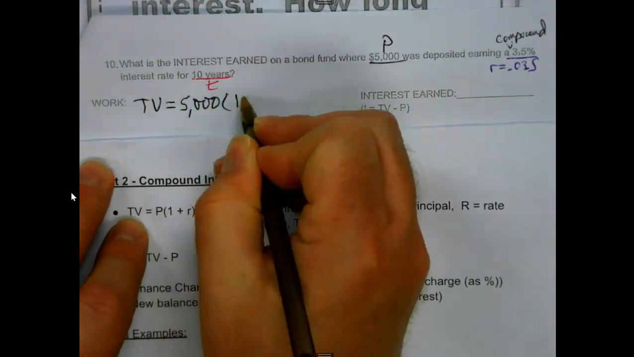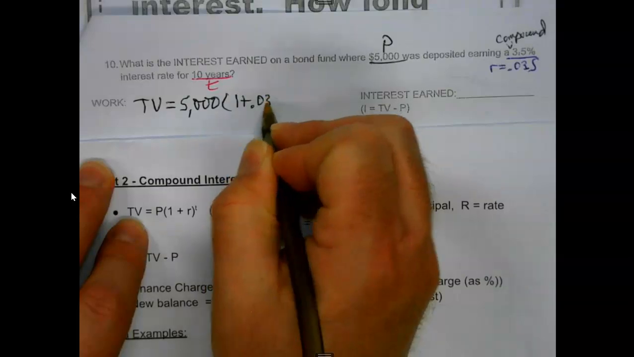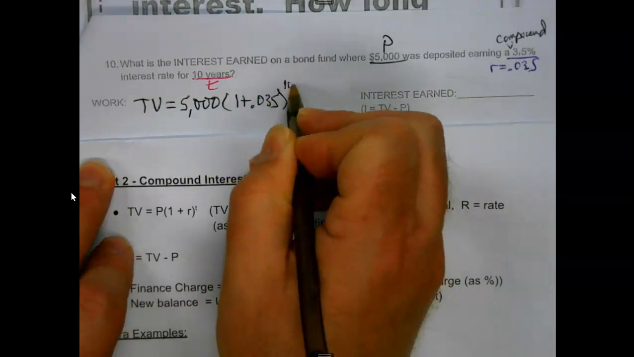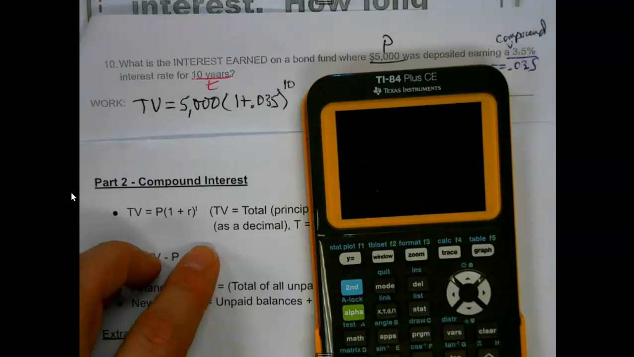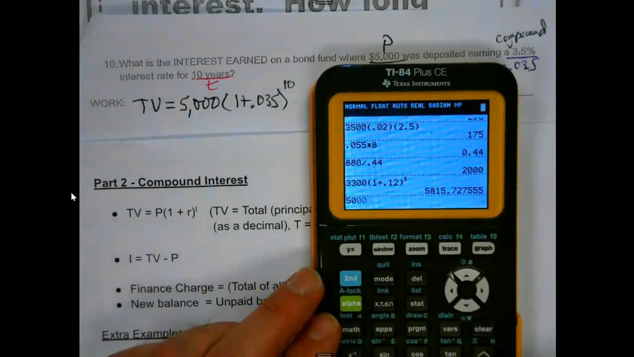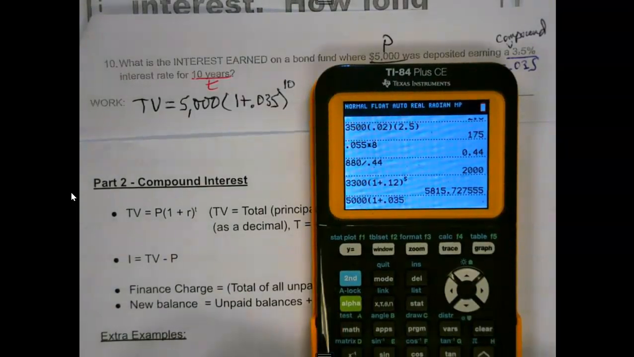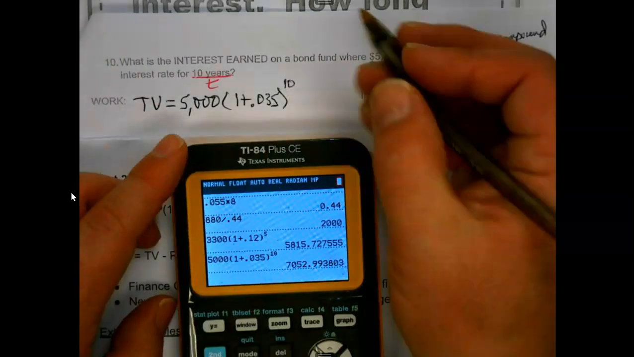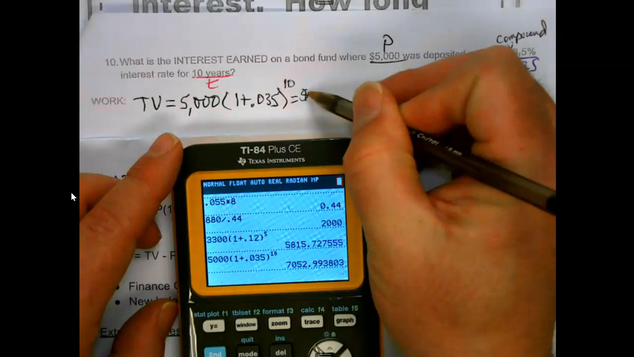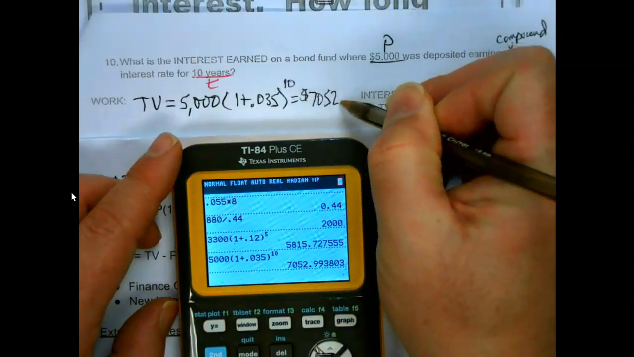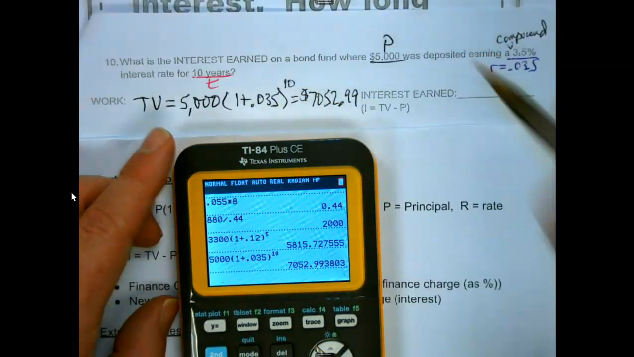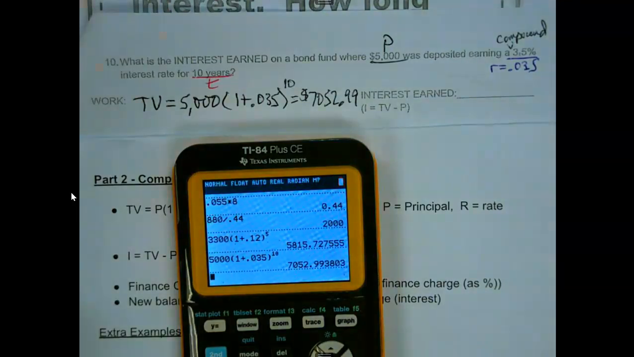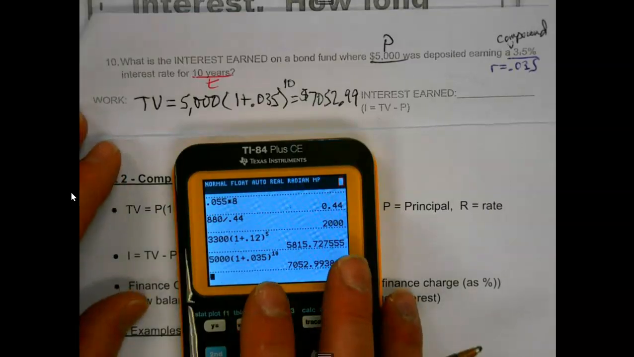5,000. 1 plus my rate. Time. All right, let's see. So my total value. Now, again, this is not the answer, so we're not putting this in the blank. Okay, that's the total value of the loan upon it being finished. Excuse me, the earnings on this. This is not a loan, this is a bond fund.